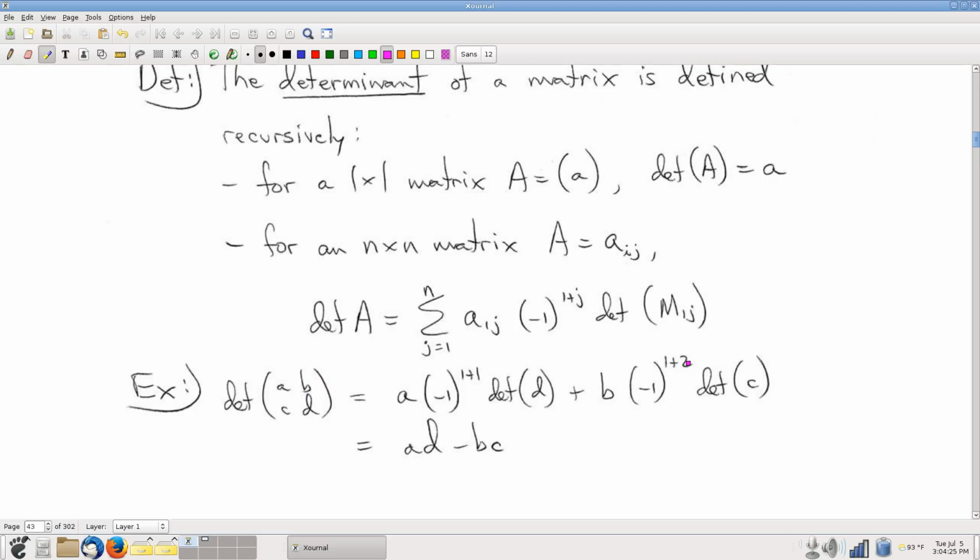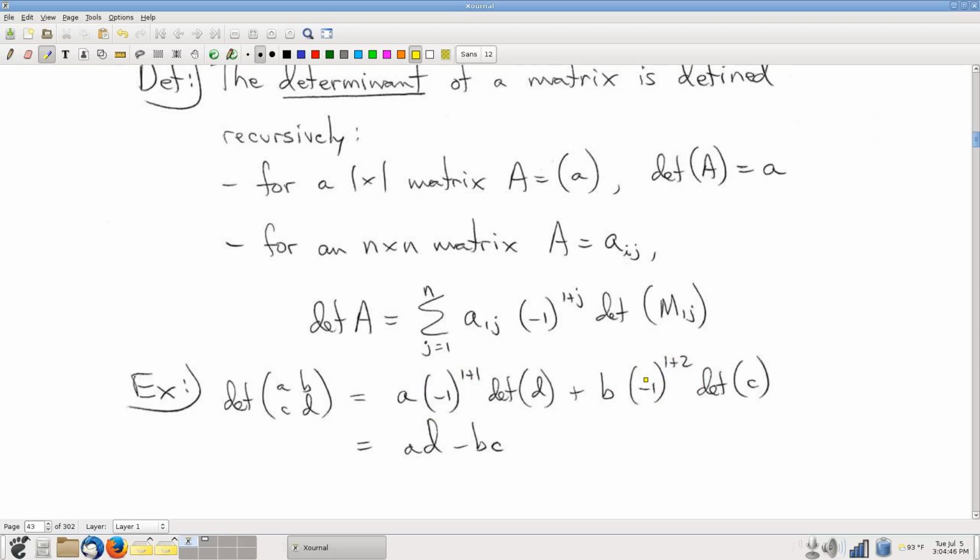Right, we have a bunch of minus signs to keep track of. Negative 1 to the I plus J. When J is 1, you have that. When J is 2, you have that. Notice that in this case, this is altogether plus, and this is altogether minus.